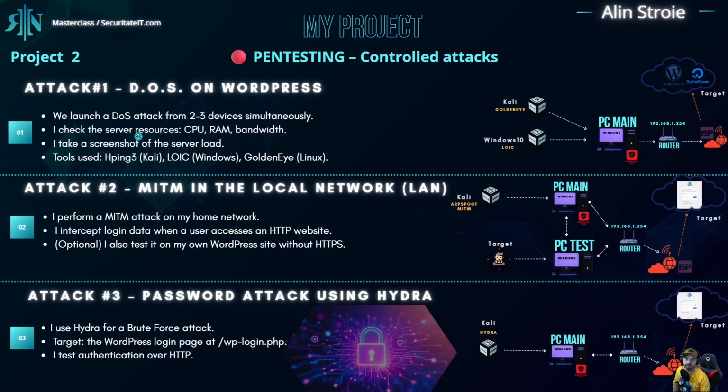We're going to launch a DOS attack from 2 or 3 devices at the same time, and we're going to check the damage: the CPU, RAM, and bandwidth on the WordPress website. The tools that I'm going to use for this attack are hping3 on Kali, LOIC on Windows, and GoldenEye on Linux. I don't think I need all 3 at the same time, but we're going to try all 3 at the same time, and we're going to stop the website working.